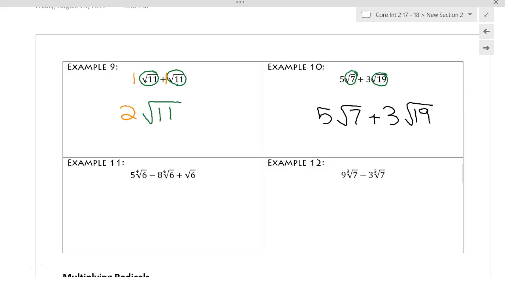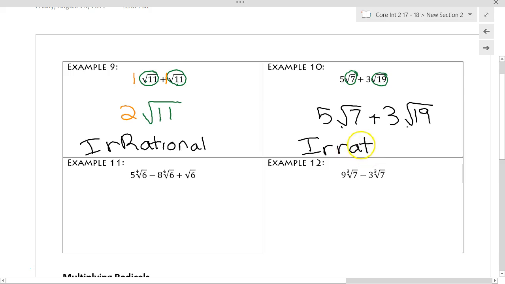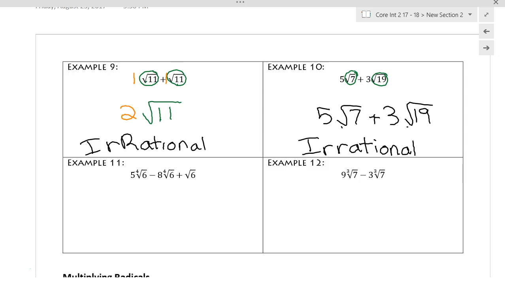Now let's look at this. 2 square root 11, it has that square root. It's, I don't know why I put rational, it's irrational. Same thing here, I have a square root. That means it's irrational. Okay? It's only rational if there's no root plus in your answer.